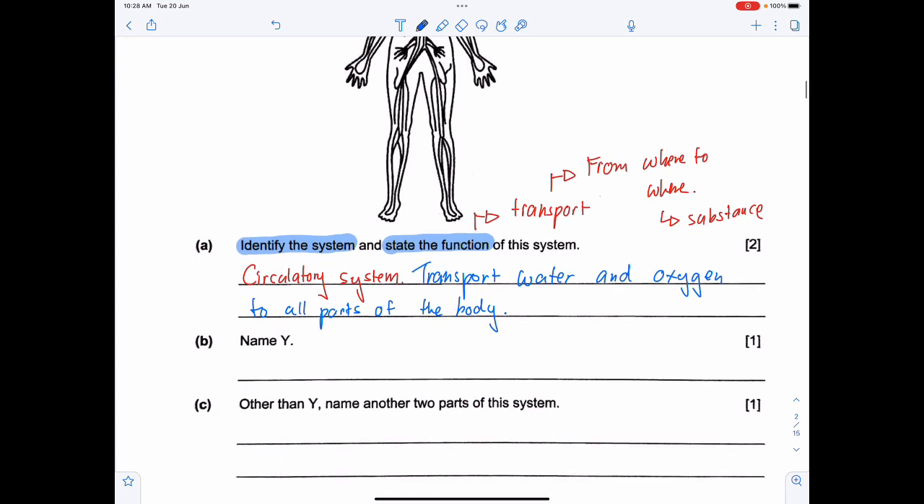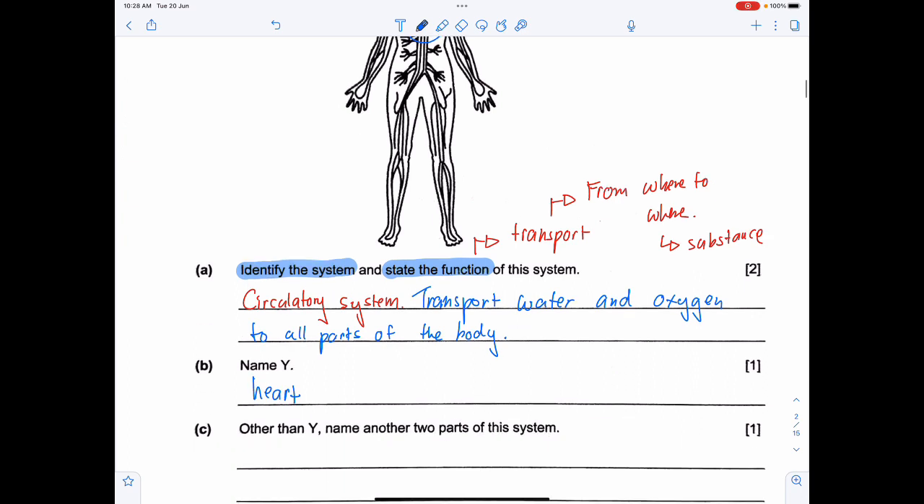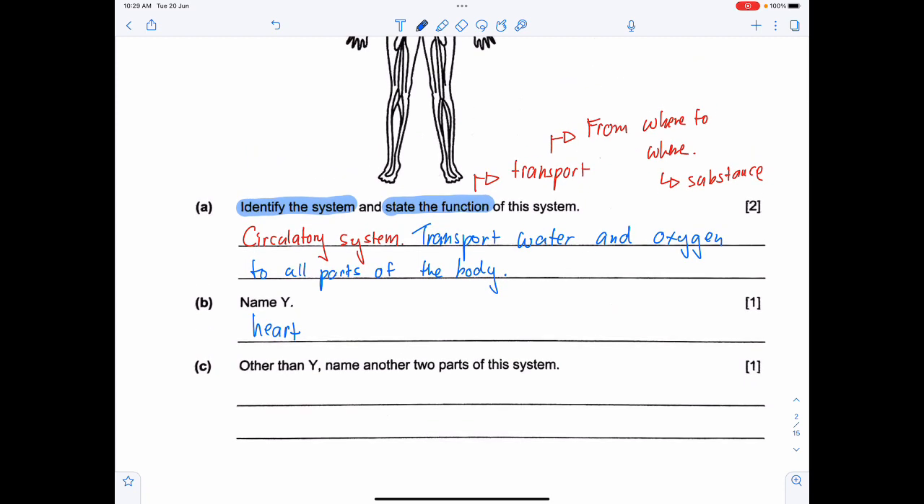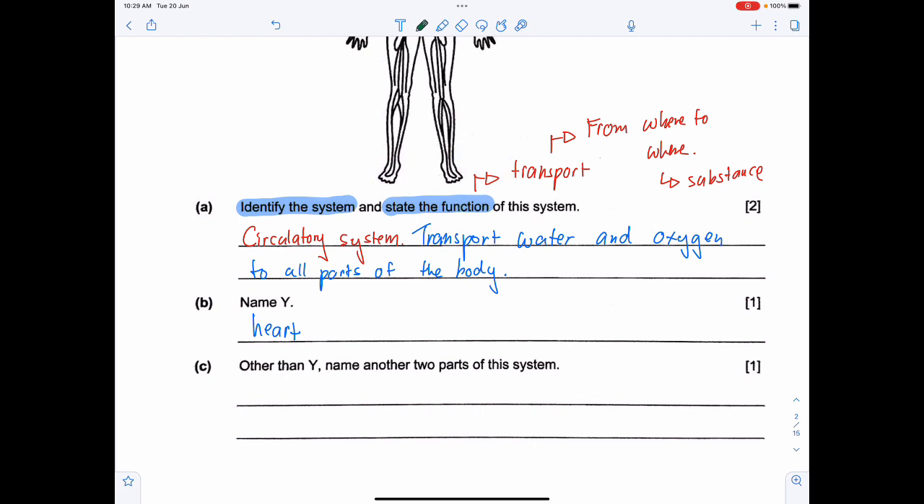Now, what is Y over here? Straightforward, Y is your heart. Then after that you have: other than Y, name another two parts of the system. Sorry, before I move on, I just want to stretch you further by explaining that besides water and oxygen, there are a few more substances that the blood transports. It transports carbon dioxide. It transports waste substances.